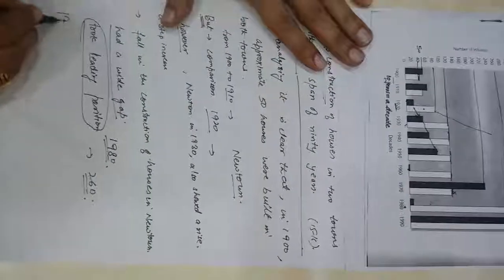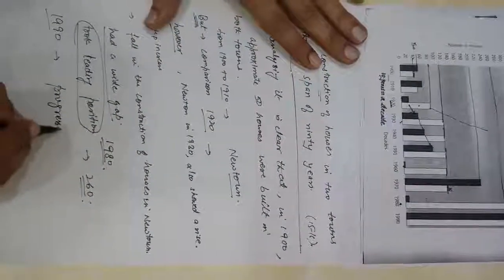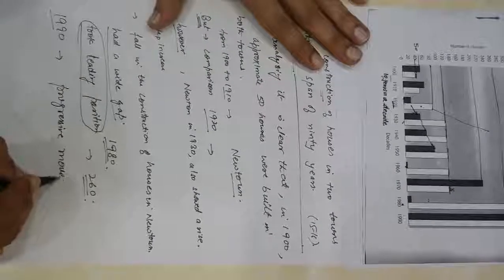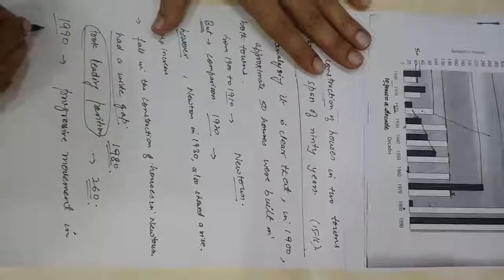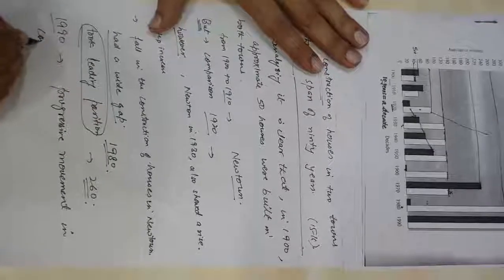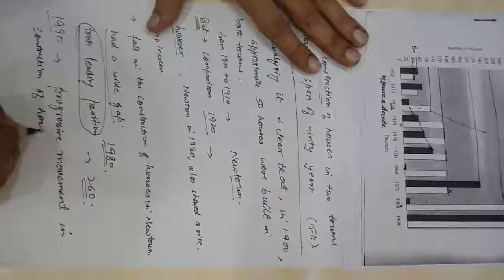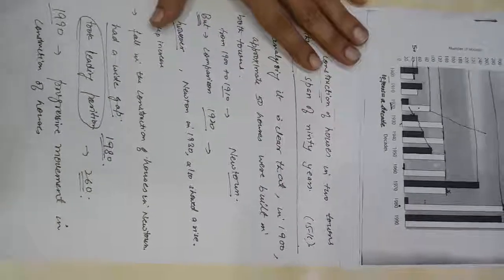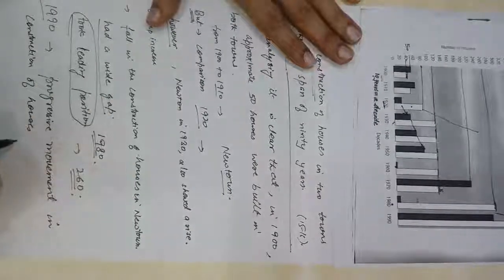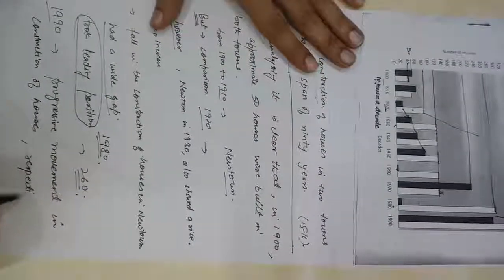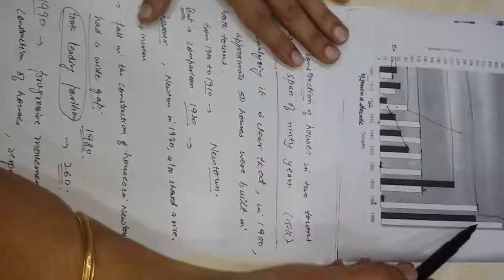in 1990 both towns showed progressive movement in construction of homes, because in both towns the number, you can say, they had the highest numbers respectively. They had the highest numbers respectively. We can check the maximum number.